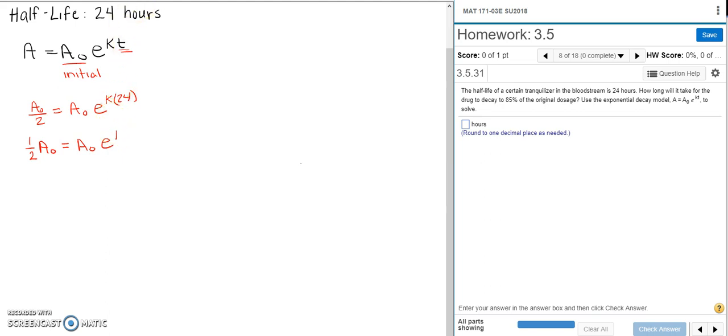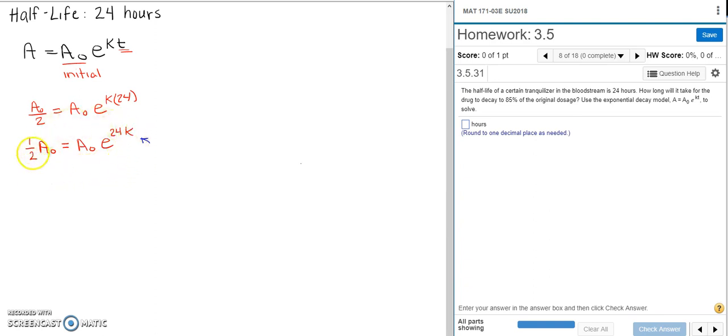And I'll make this 24K. So we know that after 24 hours, we end up with half of our original amount. We're going to use this to solve for K. That's what we're looking for first. That's not what it's asking for, but that's what we need.